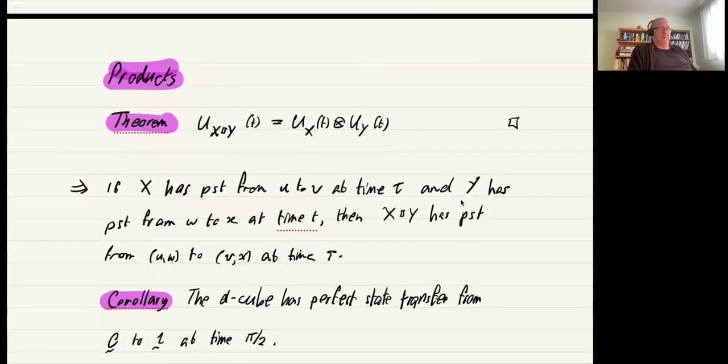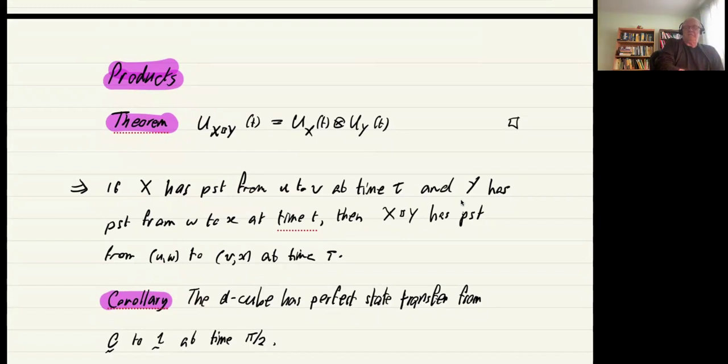Now, that's all well and good, but we really like to have more than 2 examples of perfect state transfer. And the tool here is products.